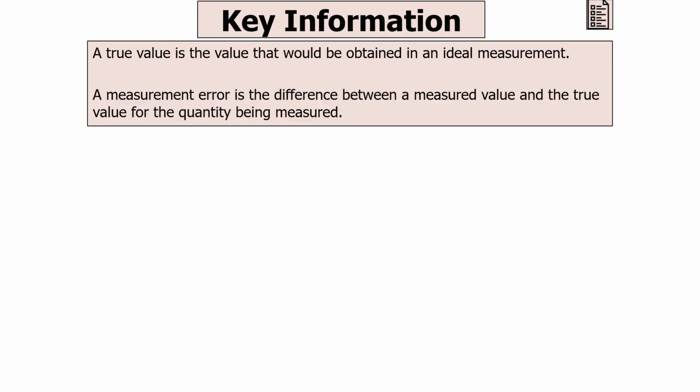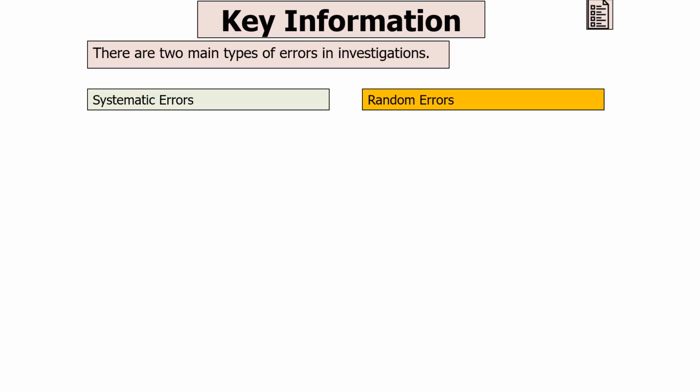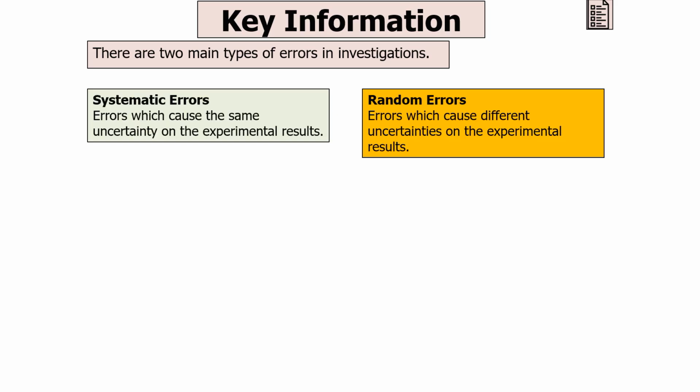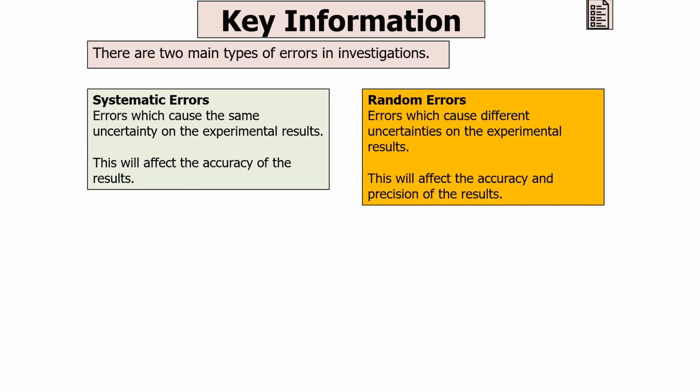Now, a measurement error is the difference between a measured value and the true value for the quantity being measured. There are 2 main types of errors in investigations: systematic errors and random errors. Systematic errors are errors which cause the same uncertainty on the experimental results, and random errors are errors which cause different uncertainties on the experimental results. Systematic errors will affect the accuracy of results, while random errors will affect the accuracy and the precision of results.